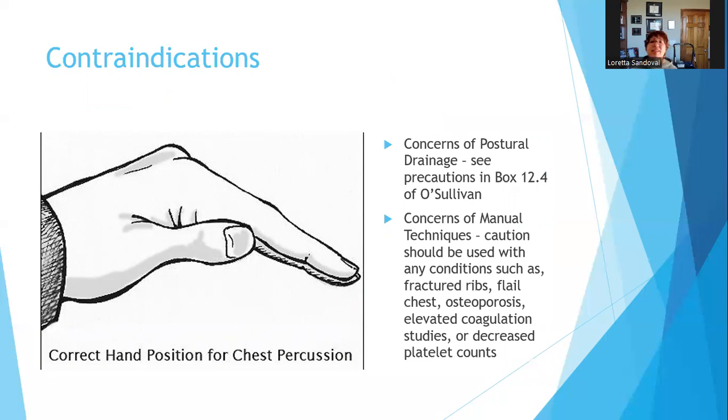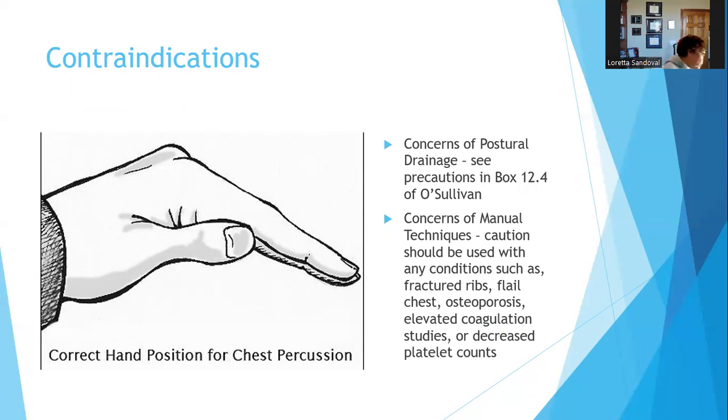Of course, with manual techniques, you want to use caution with things like fractured ribs, flail chest, osteoporosis. People are fragile. Evaluate coagulation studies, you don't want to break off blood clots and send them around the body. Or decreased platelet counts, because you don't want to increase the chance of internal bleeding.